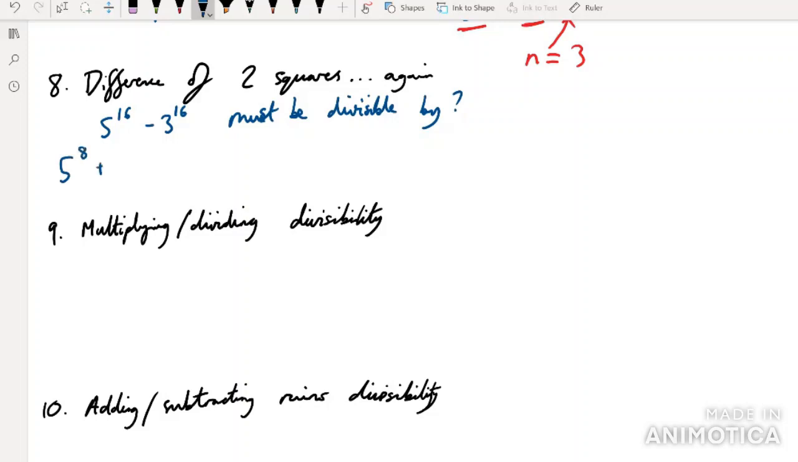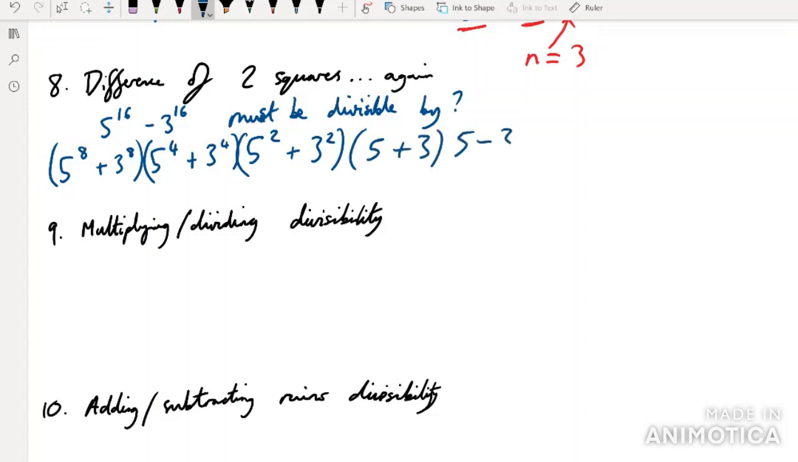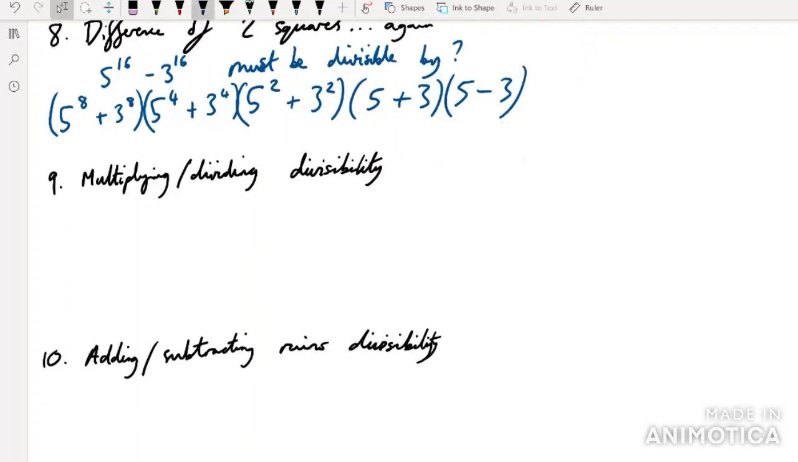So this is 5 to the 8 plus 3 to the 8 times 5 to the 8 minus 3 to the 8. But we can keep doing that. So that'd be 5 to the 4 plus 3 to the 4 times 5 to the 4 minus 3 to the 4. And so you hopefully get where I'm going with this. 5 plus 3, 5 minus 3. Okay, and now why is that helpful? Well, now this is a lot easier to work with.